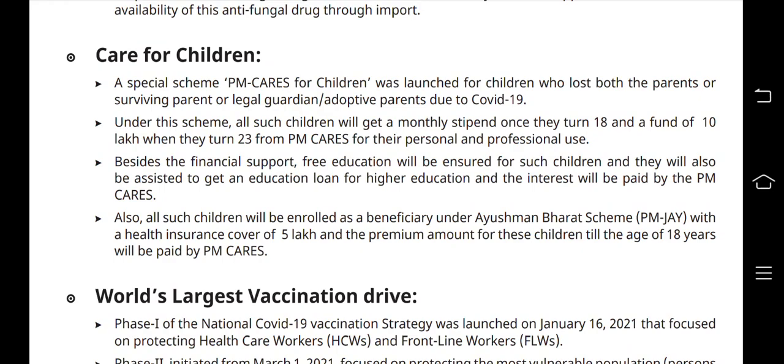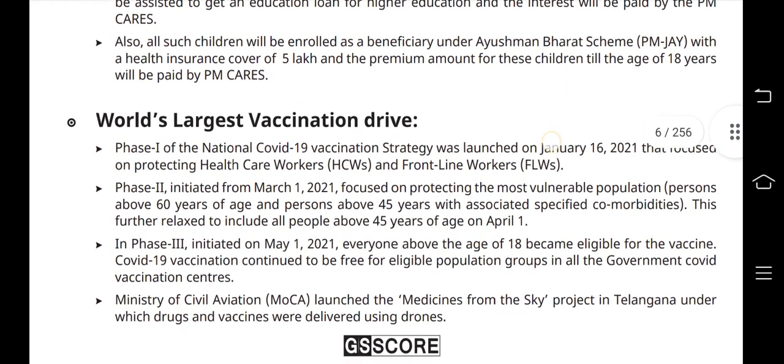Besides the financial support, free education will be ensured for such children and they will also be assisted to get an education loan for higher education, and the interest will be paid by the PM CARES. Also, all such children will be enrolled as a beneficiary under the Ayushman Bharat scheme PMJAY with a health insurance cover of 5 lakh, and the premium amount of these children till the age of 18 years will be paid by PM CARES. World's largest vaccination drive.